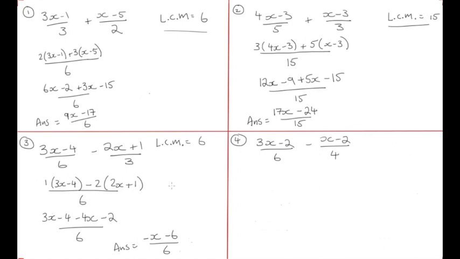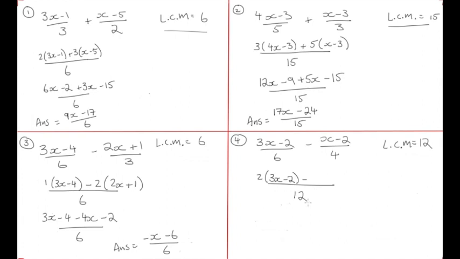Pause the video. If you want a hint, and you want me to do the LCM, here's the LCM for you. It's 12. You could pause the video now and have a go yourself if you wanted. Or I'll do out the sum now. So 12. So for this 6 to become a 12, it had to be multiplied by 2. So that means we have to multiply the top by 2.